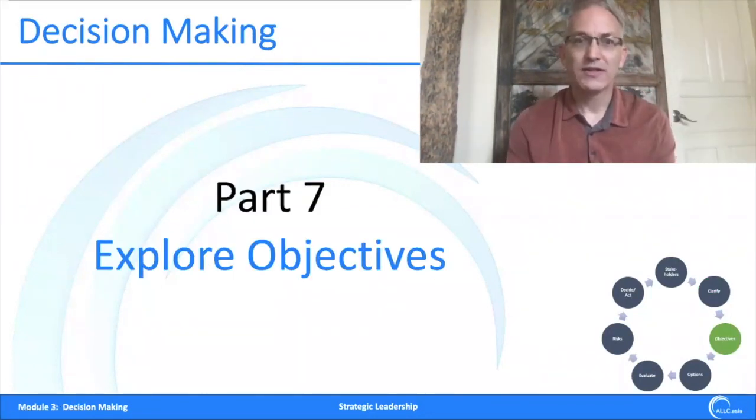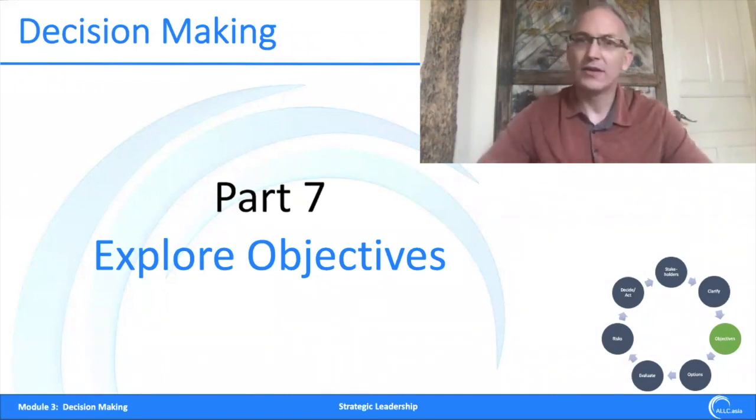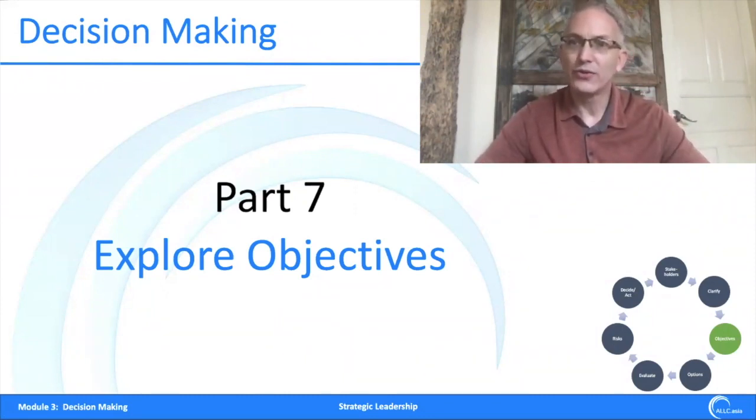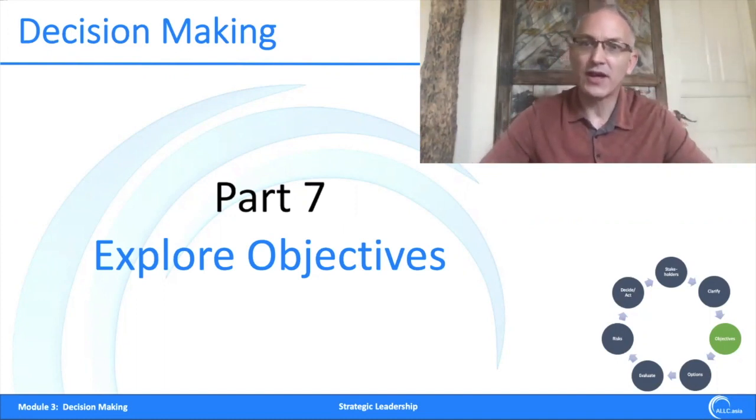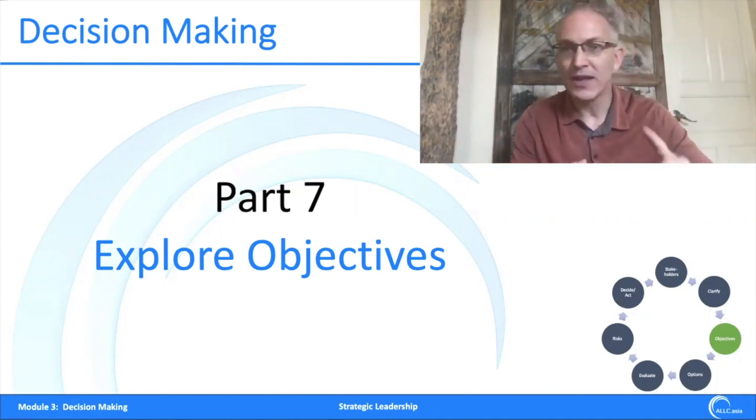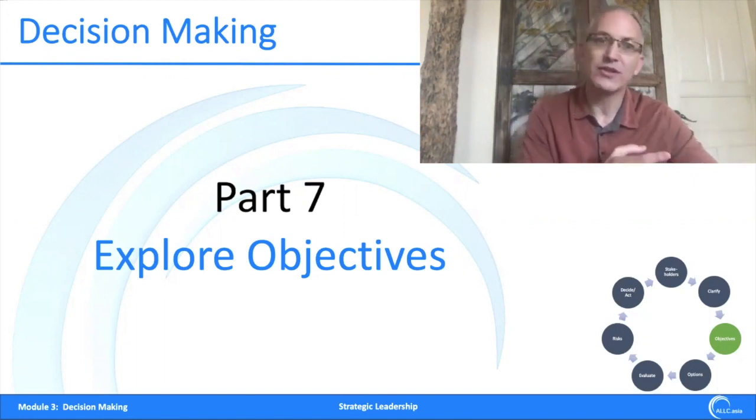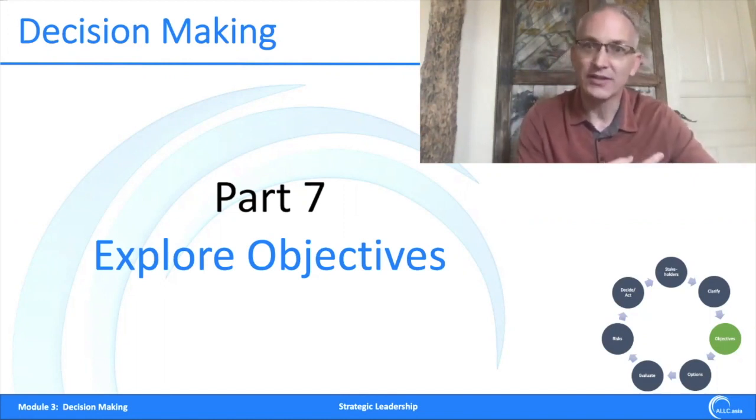Okay, welcome to part 7 on this module on decision making. We are working through the 7 steps of this decision-making model. We've talked about identifying stakeholders, about clarifying our decision, and now we're on the 3rd step, which is exploring our objectives, or what are the reasons that we're making this decision? What are we hoping to accomplish with this decision?